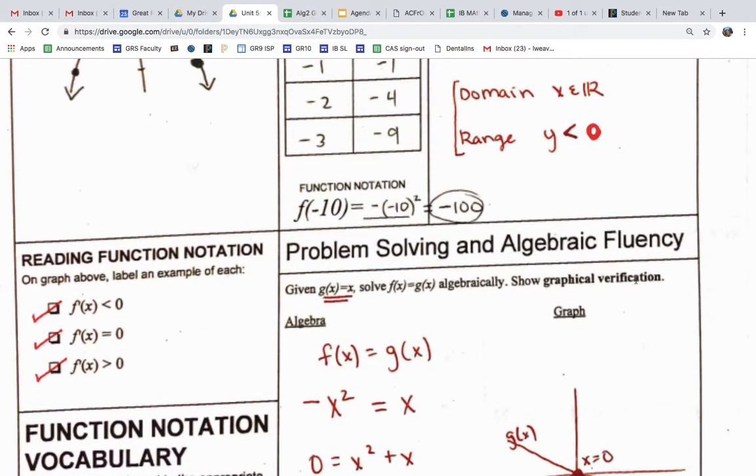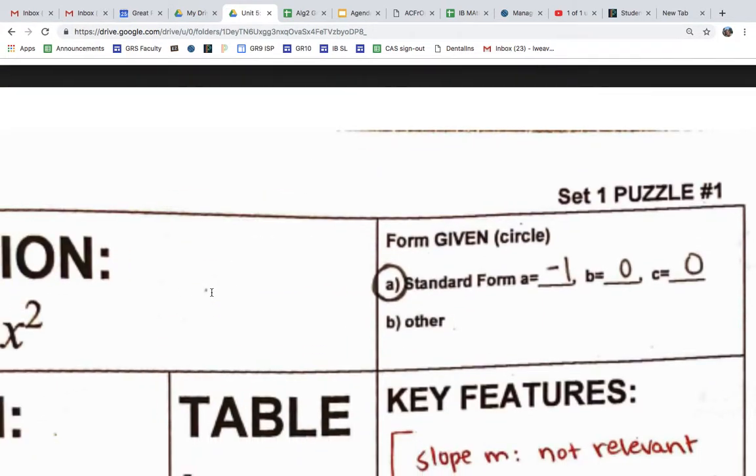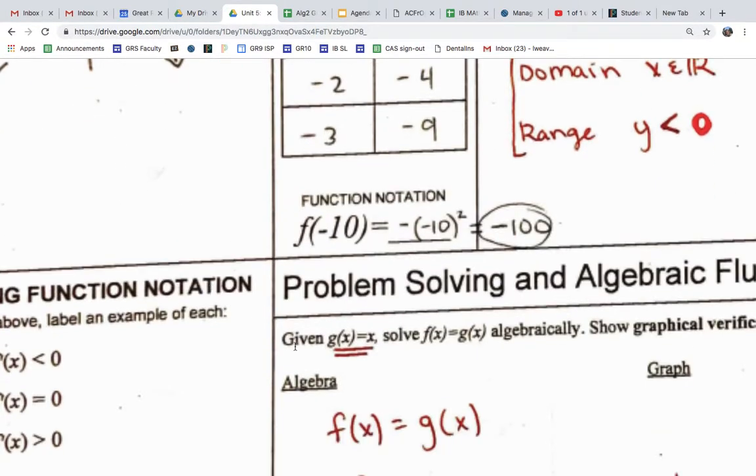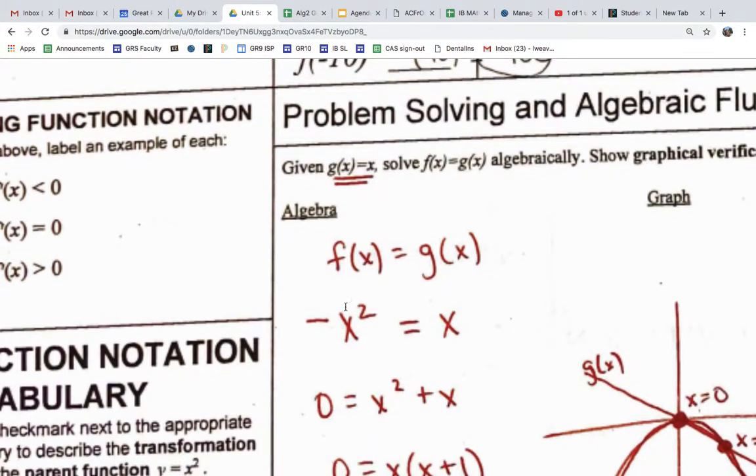Last but not least, with your problem solving and algebraic fluency, it gives you another graph, g. So we have f, which is equal to the pattern negative x squared, and g, which is equal to the pattern x. Find when those two patterns are equal to each other. So I'm putting f of x equals g of x, so the pattern negative x squared, which is f, equals x, which is g.